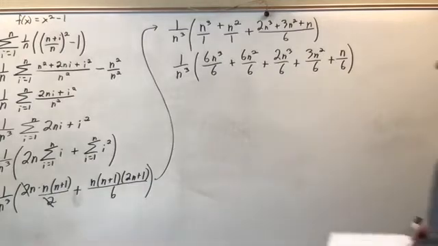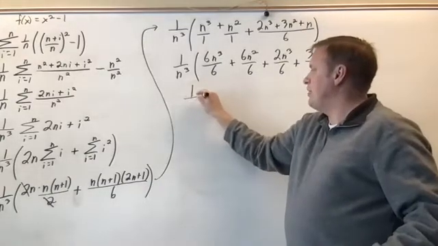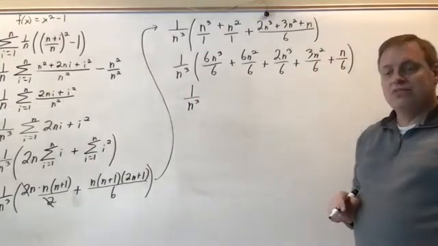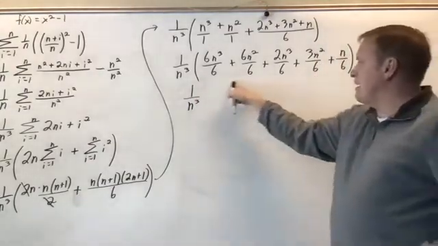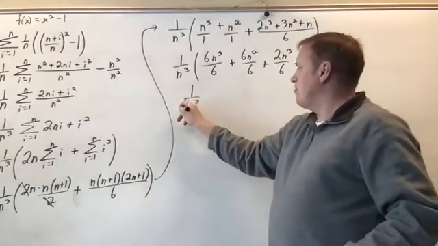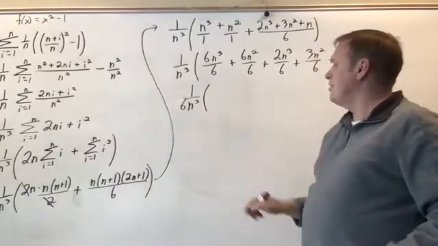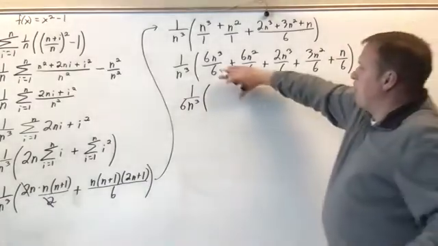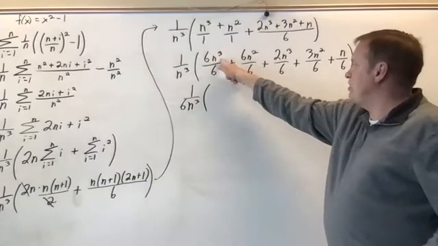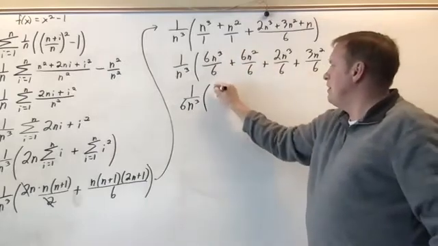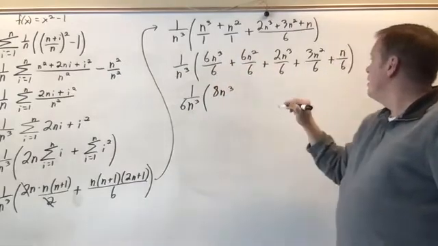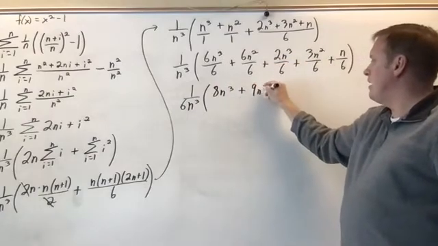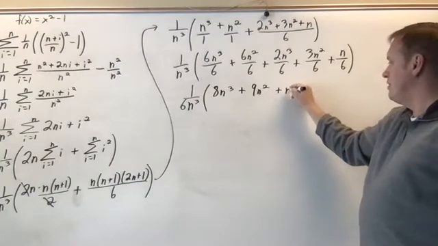Now, let's combine some like terms. Still keeping the 1 over n cubed. And you know what I think we're going to do too? Since we all have a common denominator of 6, let's go ahead and bring that 6 out in front and make it 1/6. So now we can just focus on the numerator. So this will give us 6n cubed plus 2n cubed. That's 8n cubed. 6n squared plus 3n squared is 9n squared, and I have a lonely n on the end.